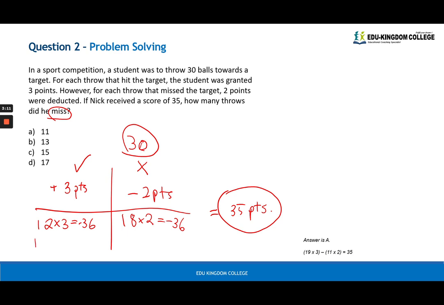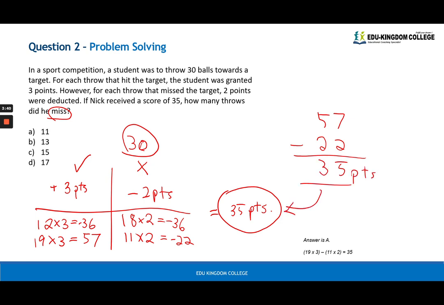I have the answer here, so I'm going to go straight to it. For you, you can just guess and check. Just keep going up incrementally to find the answer. 19 times 3 is 57, and I'm minusing from 19. I have 30 balls already, so that means 11 of them would be missed ones. So you minus 22. 57 minus 22, if you do that, you get 35 points, which is exactly what we want. And if you add up these two, you can see that it is 30 balls. How many did he miss? We're looking at this one here, so answer is A.